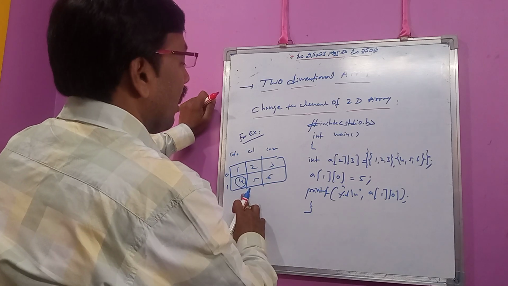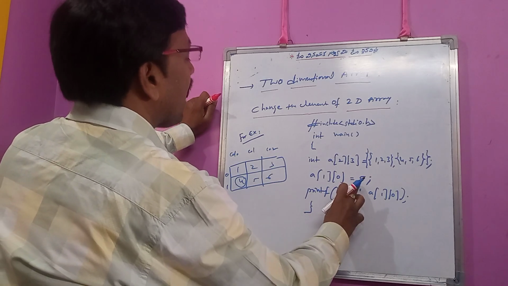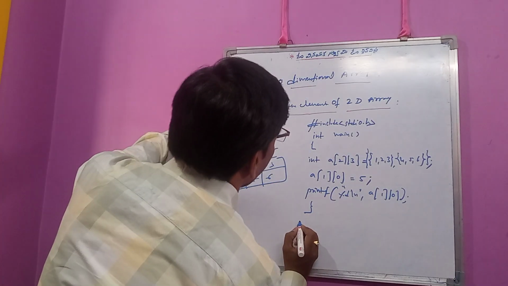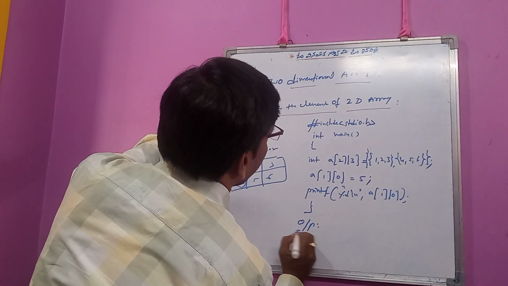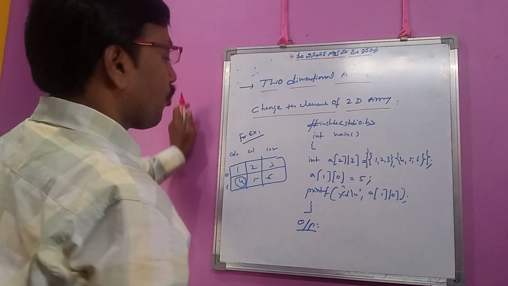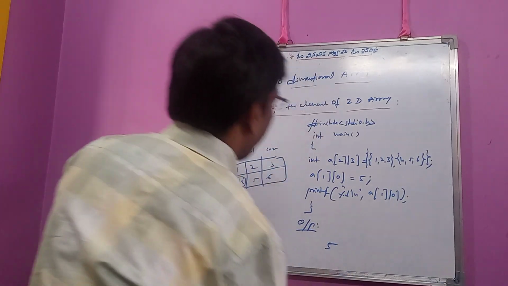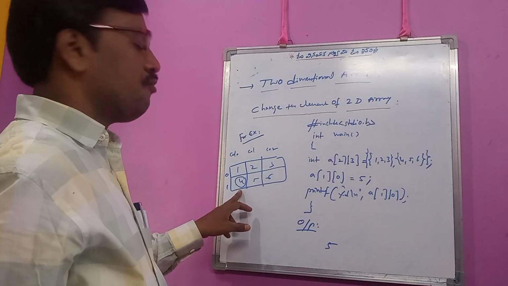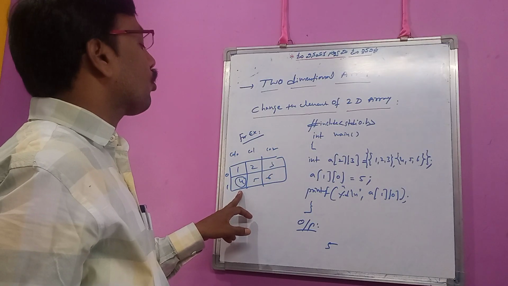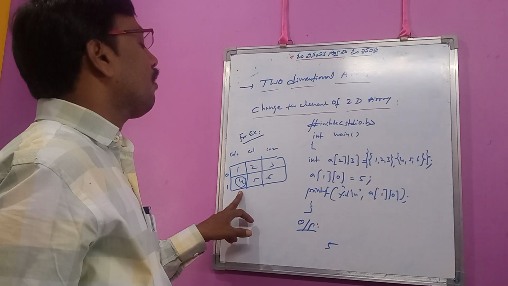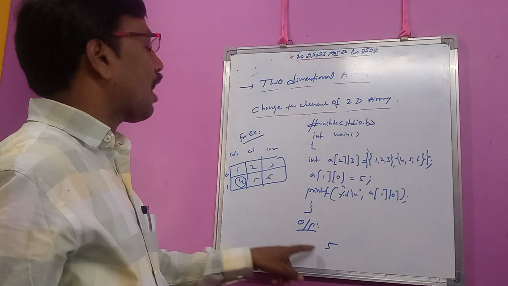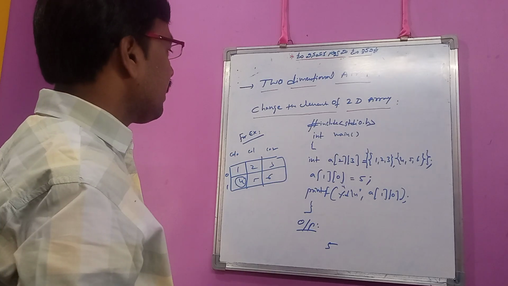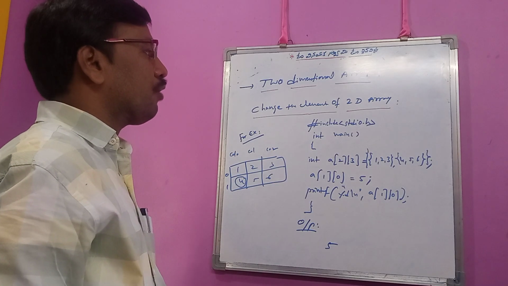Here we change the element to 5. So that's why the output in this program is 5. Previously we had the value 4 in that particular location, a of 1 0. Now we have changed that element to 5. That is how to change the element of a two-dimensional array.